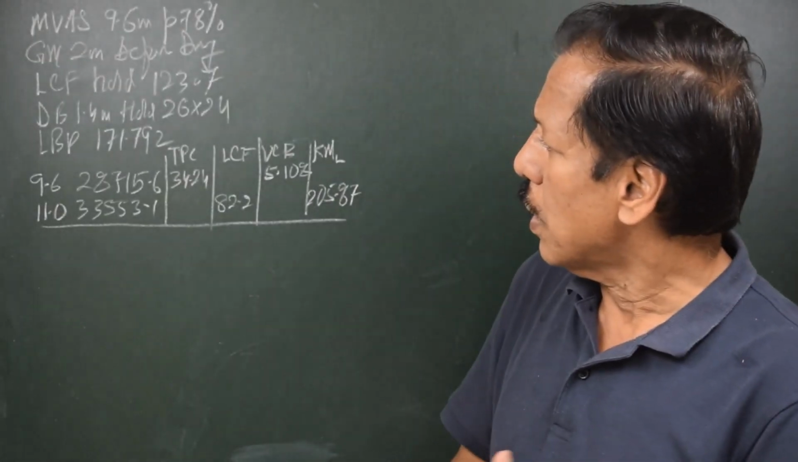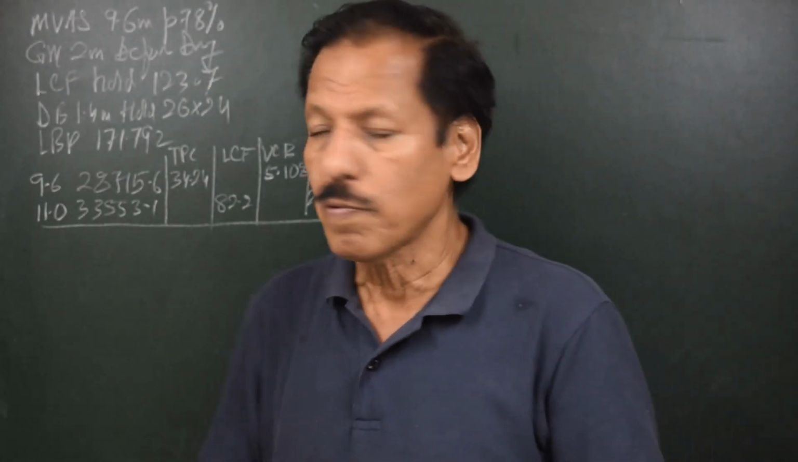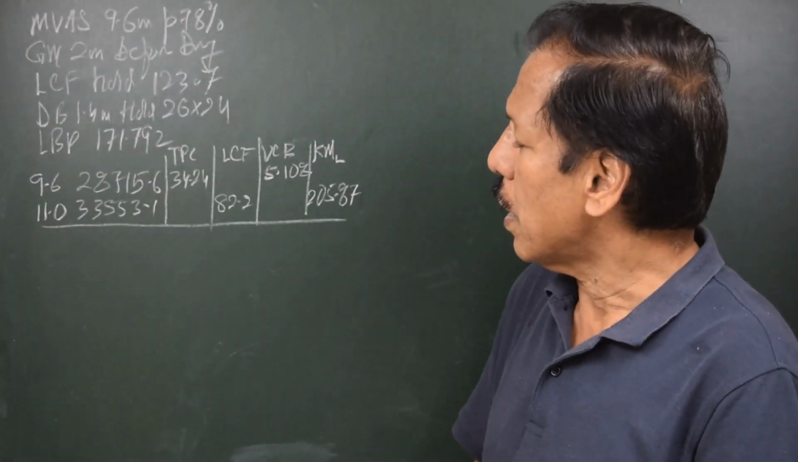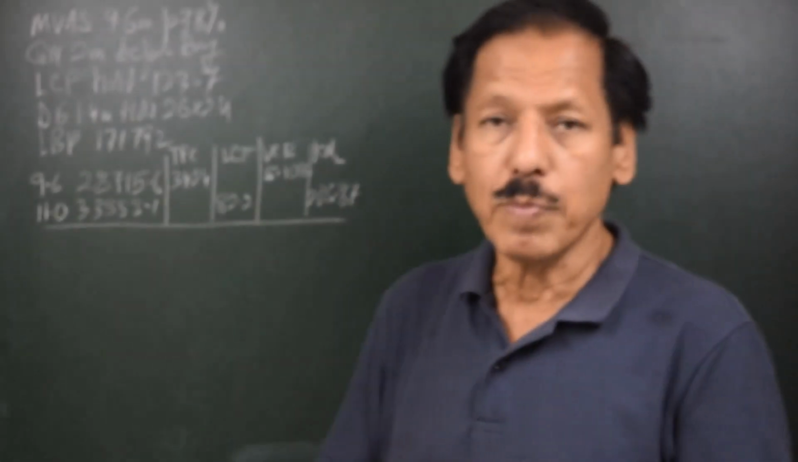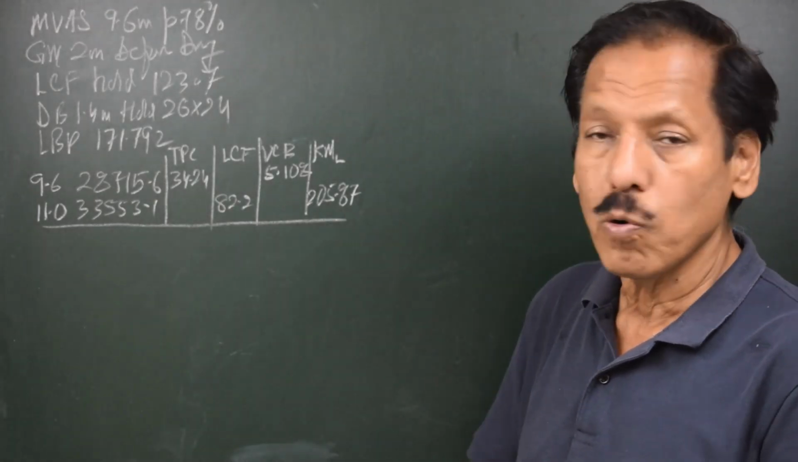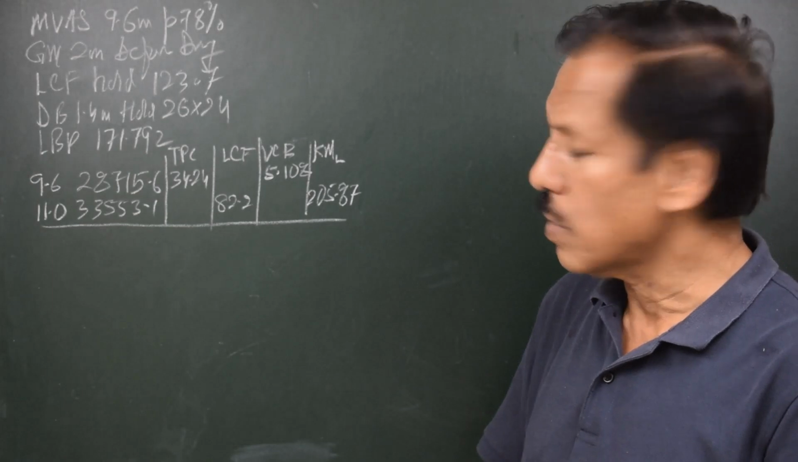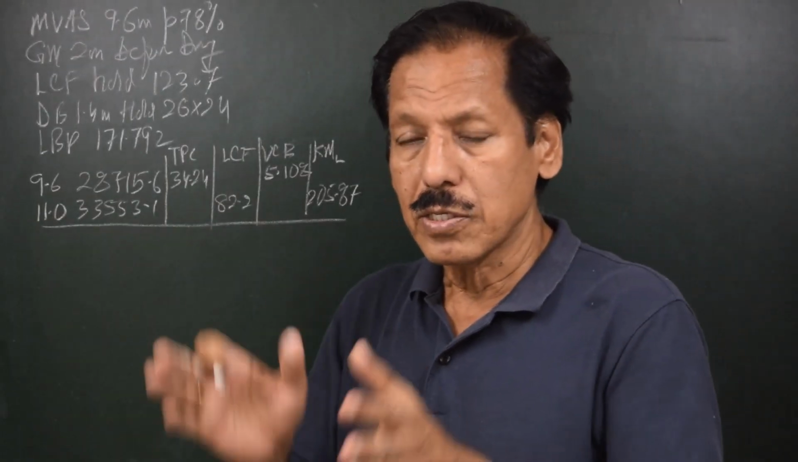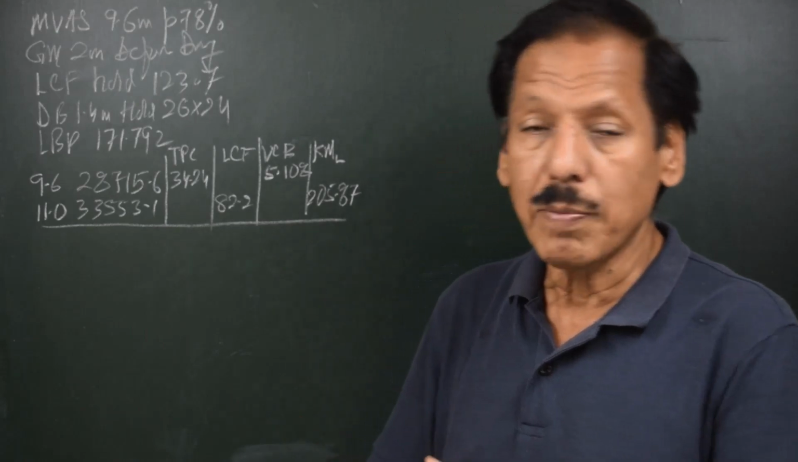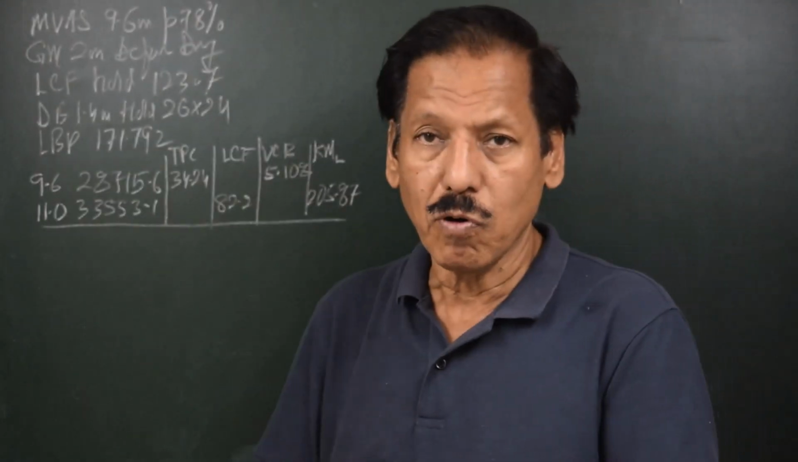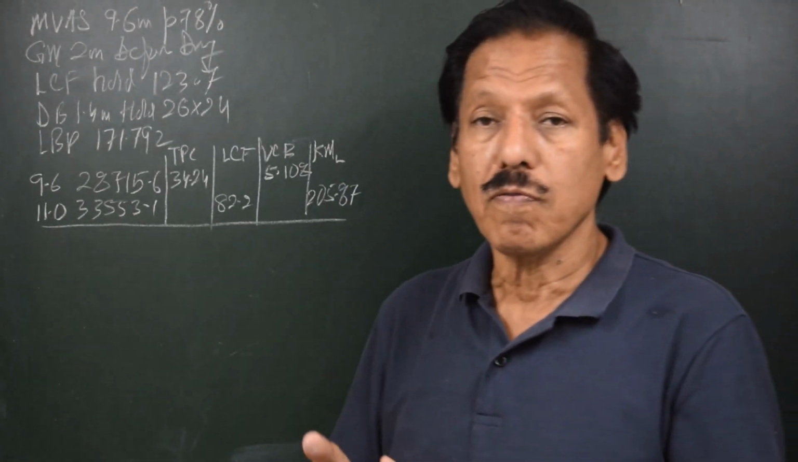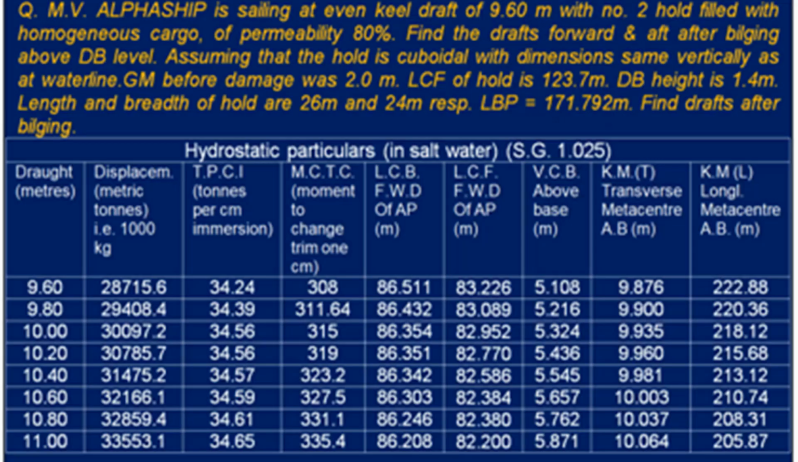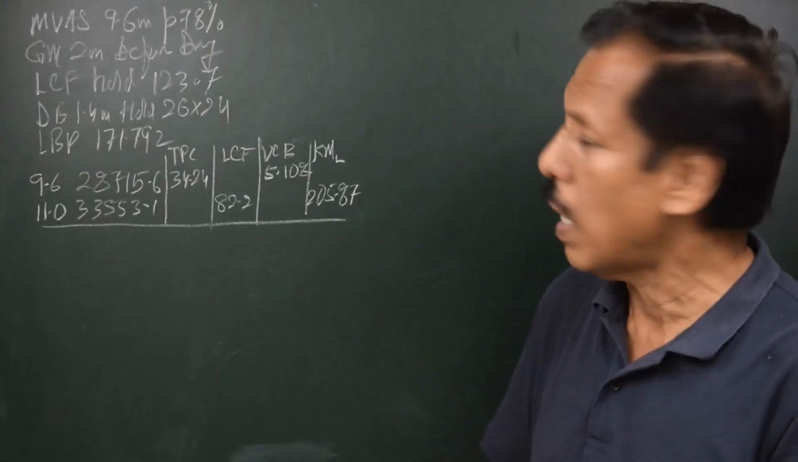Now the ship, which is 171.792 meters long, has 5 holds, and hold number 2, which measures 26 meters in length and 24 meters in breadth, is damaged. This hold is cuboidal. That means the area of the hold is similar from the bottom till the waterline. That is what we assume. There is a double bottom of height 1.4 meters below the hold. The center of flotation of the hold is 123.7 meters forward of the after perpendicular.